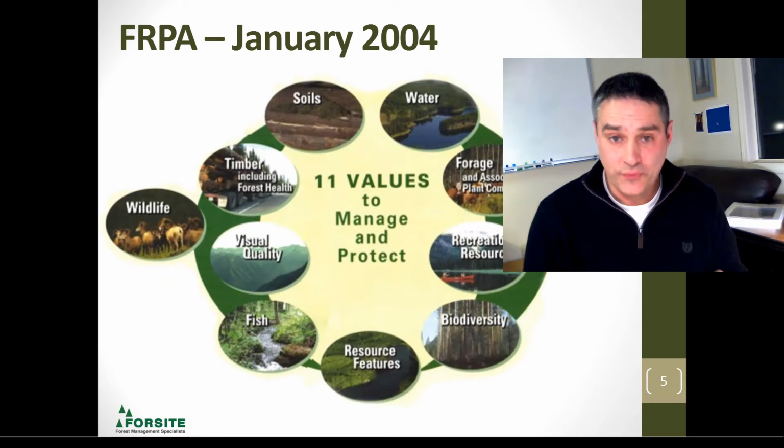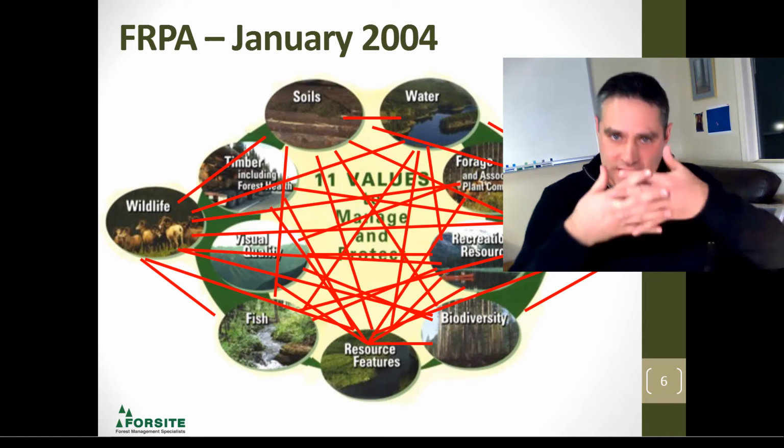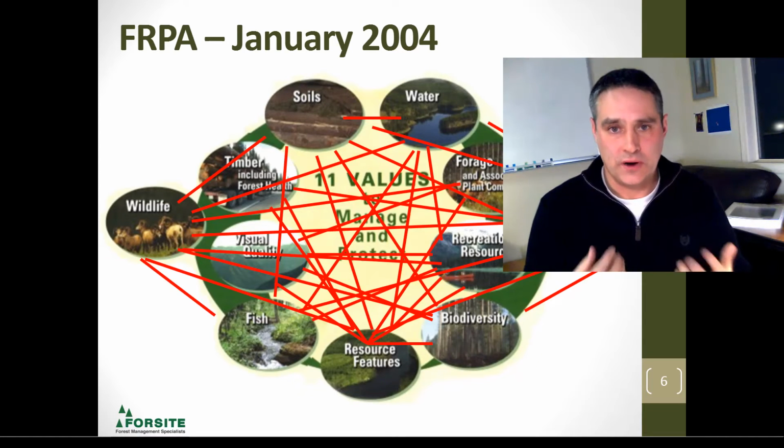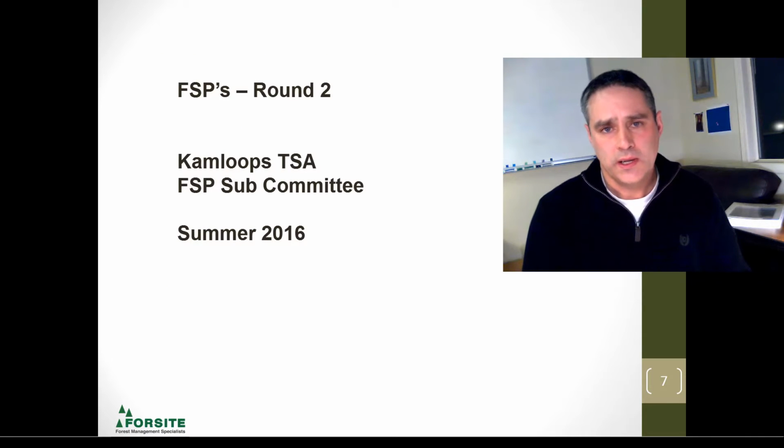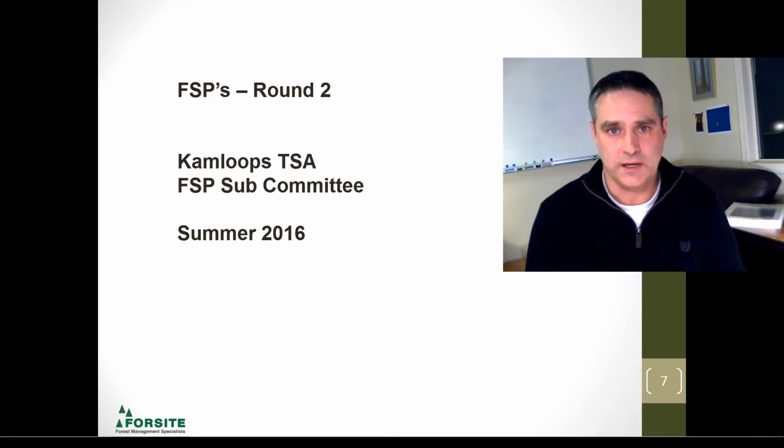And as I've shown you before, FRPA has these 11 values. And of course, these 11 values are all interconnected. So we're not really looking at these in isolation of each other. All right, so this past summer, 2016, there was a group of us in the Kamloops TSA that participated in a subgroup of the TSA Steering Committee.